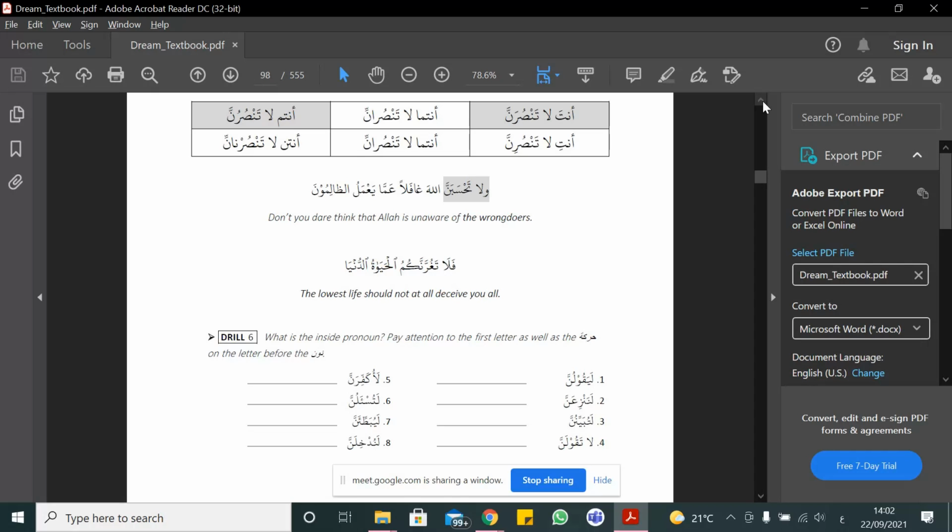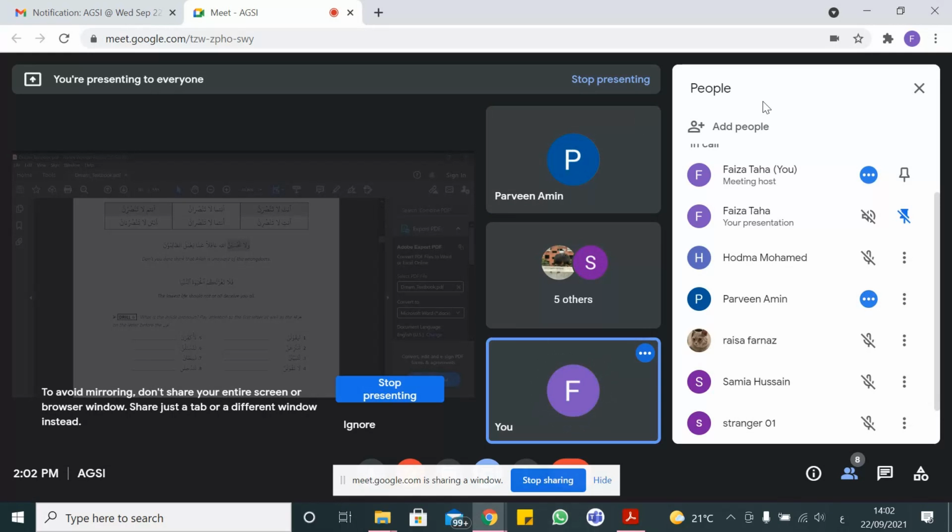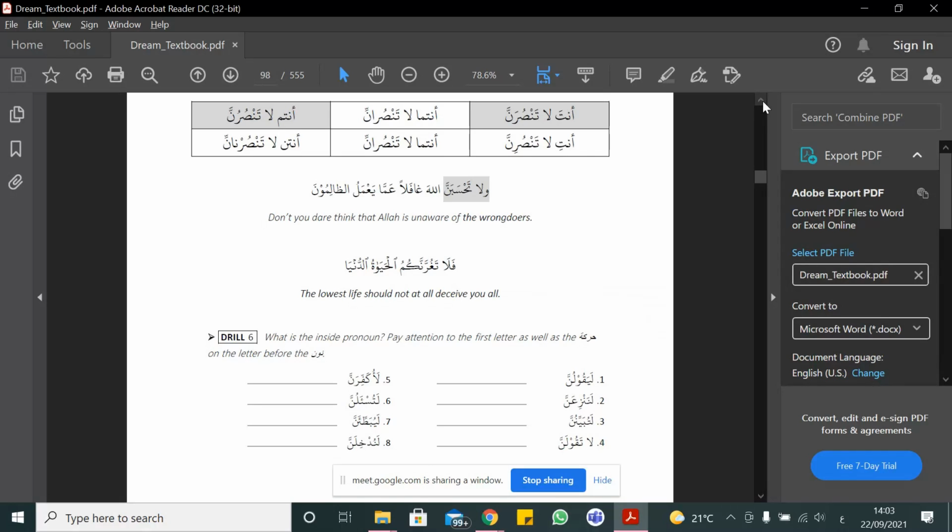And now, Sister. Can I try, Ustaza? Second one. Yes, please. It is nahnu because the noon indicates it, la nazi'anna. Yes, the noon at the beginning is nahnu. Very good. Now, Sister Parveen. La tubayyinunna. La tubayyinu has got the noon on it, so it should be antum.